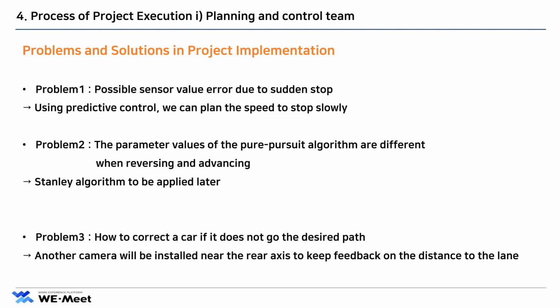These are the problems we are going through and the solutions. For planning and control, first there was error due to sudden stop. Using predictive control, we will plan the speed to stop slowly. Secondly, the parameter values of the pure pursuit algorithm are different when reversing and advancing.